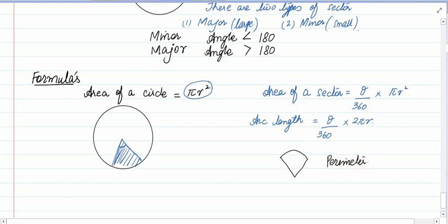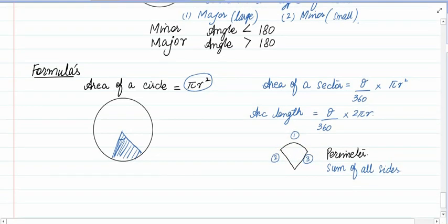So the simple definition of perimeter is that it is a sum of all sides. Sum of all sides. Now in this sector, how many sides can you see? So basically there are 1, 2, 3. There are 3 sides, right? If I label them 1, 2, 3, then in order to find the perimeter of a sector, I need these 3 lengths.